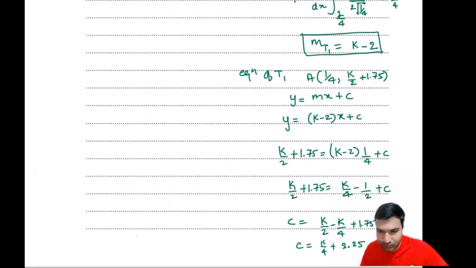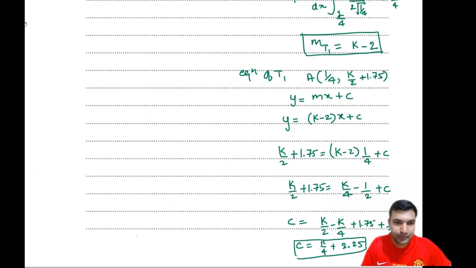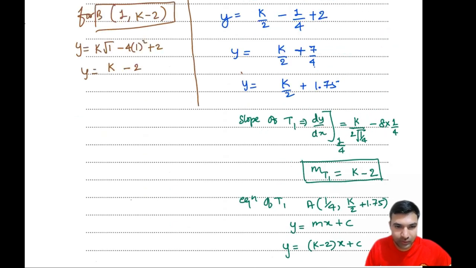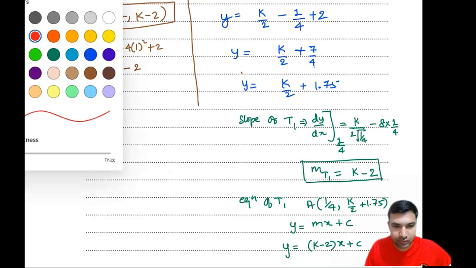So we got the value of c, and therefore the final equation, we get y is equal to k minus 2x plus c, which is k by 4 plus 2.25. All right, so this is the equation of the tangent T1. All right, perfect. So let me do here now. The slope, let's find the slope over here for this. Let me use the brown color itself.